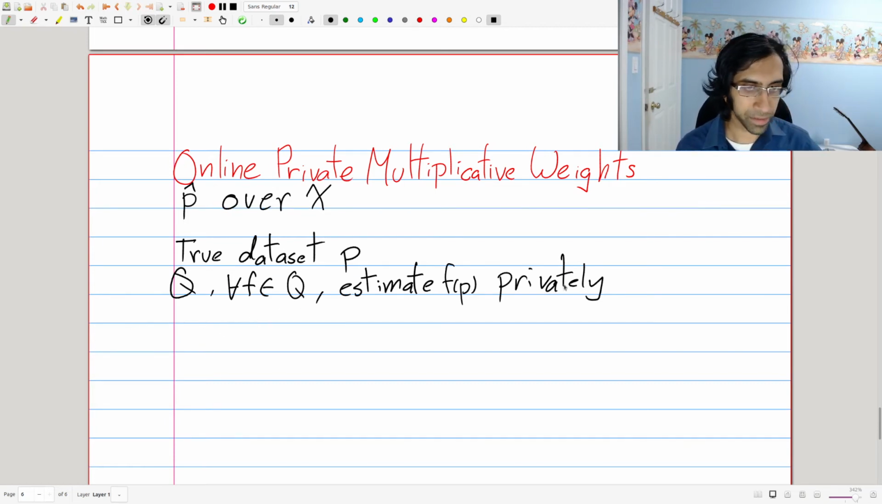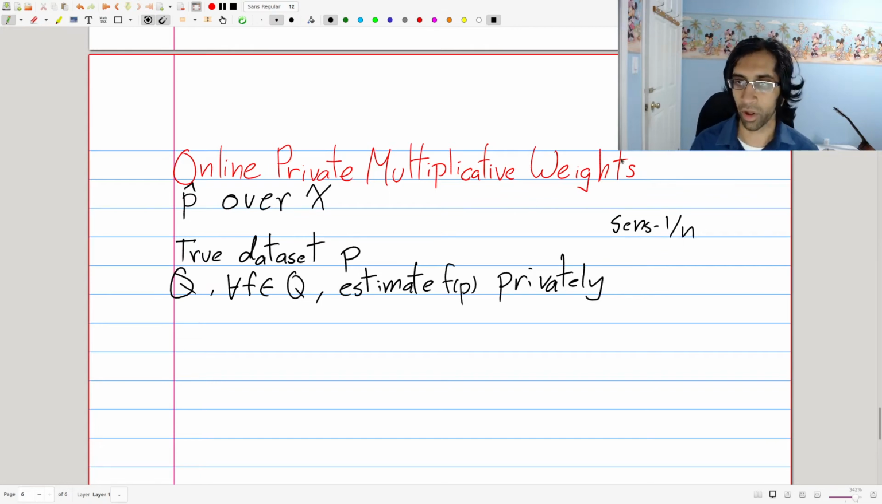But let's recall the algorithm first of all. One thing I'm going to comment is that we're going to change our normalization. Up until this point, we've been looking at sensitivity 1 queries. But now we're going to look at sensitivity 1 over n queries, as we were in the previous lecture.